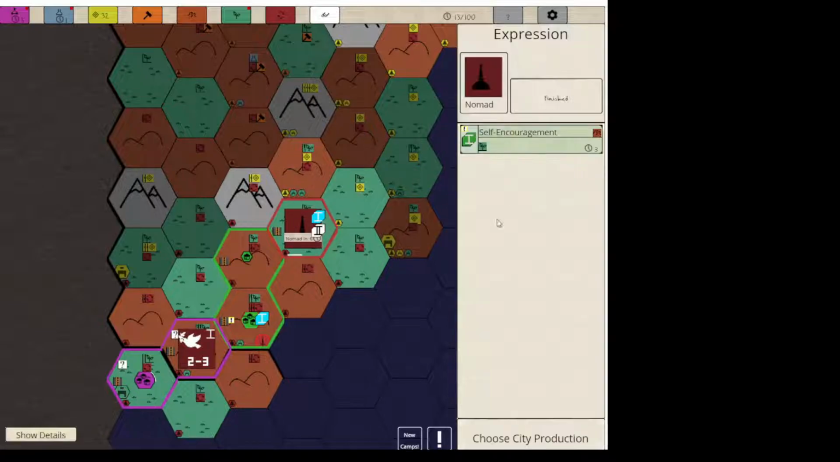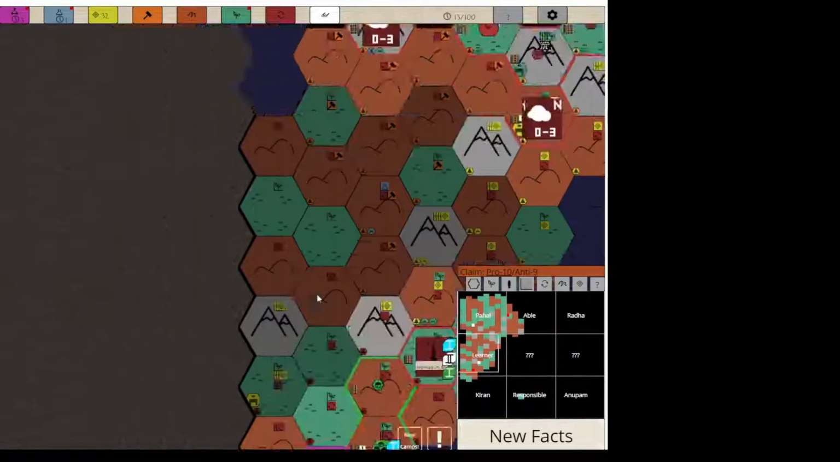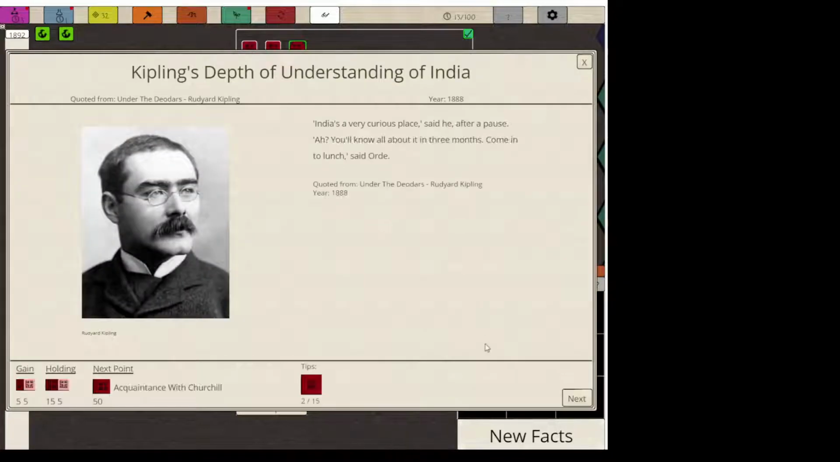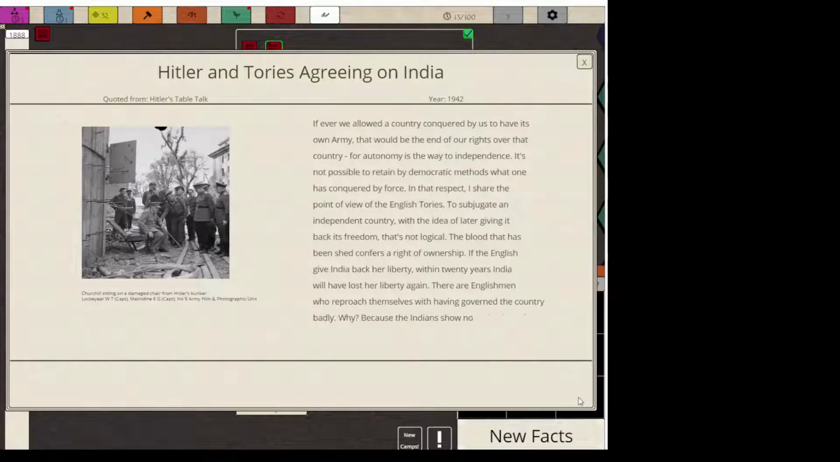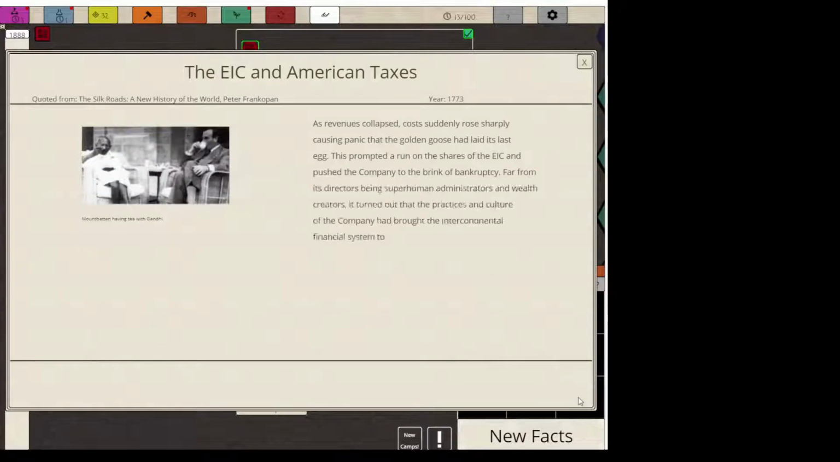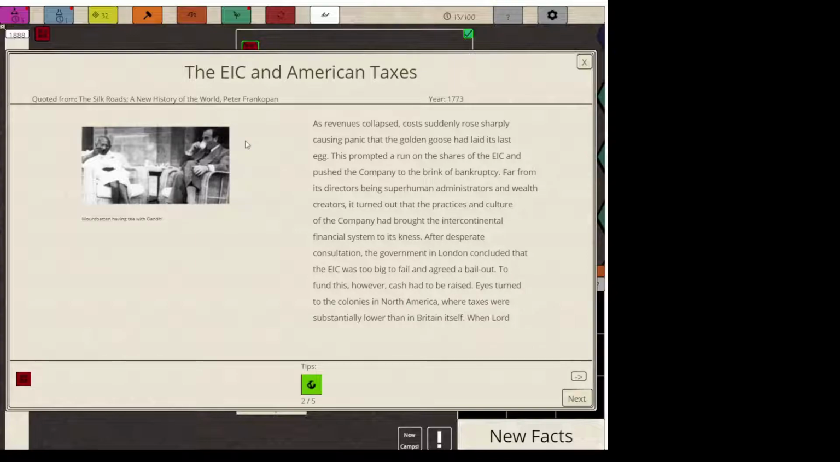Meantime, we'll still explore Gandhi. Look at that self-encouragement, showing Kipling's depth of understanding of India, Hitler and the Tories agreeing on India, and the EIC and American taxes. This is quite an interesting one.